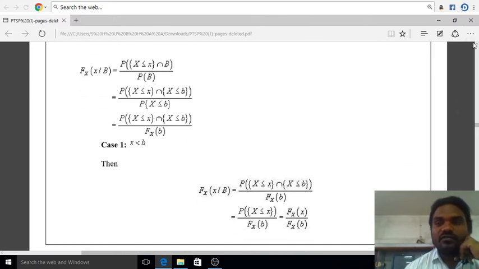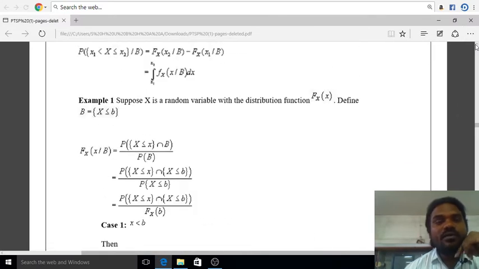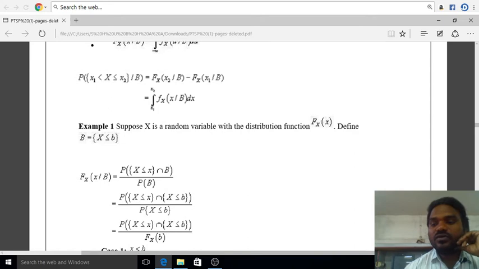Then we can have the conditional probability. In the conditional probability we have solved many problems, and by making use of that conditional probability I am going to solve one particular problem, and based on that you will be able to solve any problem in the exam.